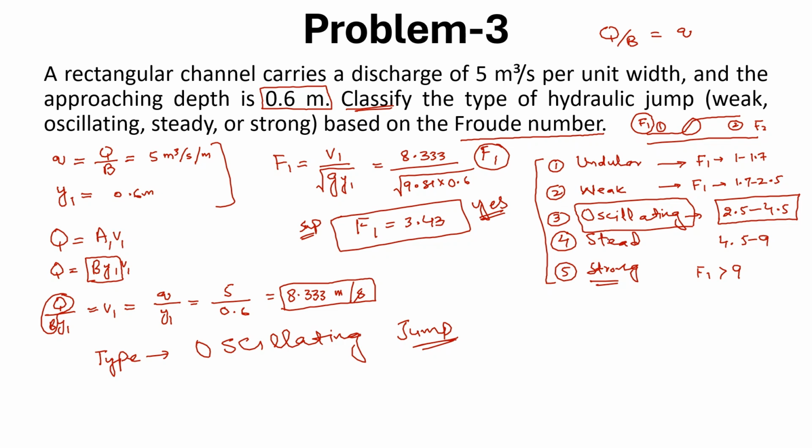If the Froude number was in the range of 4.5 and 9, the jump would have been steady. And if the Froude number was greater than 9, the jump would have been strong. And if the Froude number was in the range of 1.7 and 2.5, it would have been weak. And from 1 to 1.7, it would have been undular jump. But in our case, the Froude number is 3.43, which is in the range of 2.5 to 4.5 in this list. So we can say that our jump is in the category of oscillating jump.